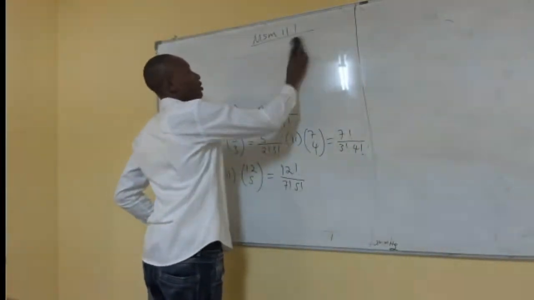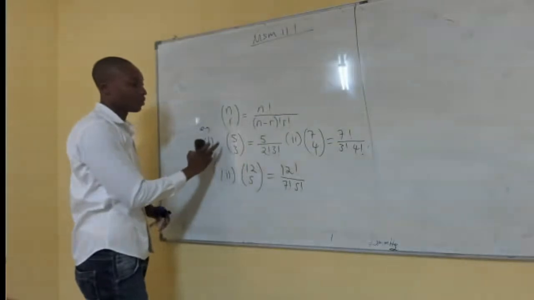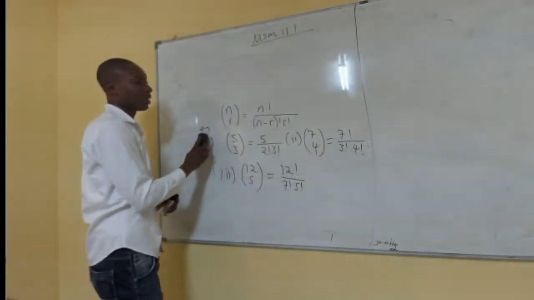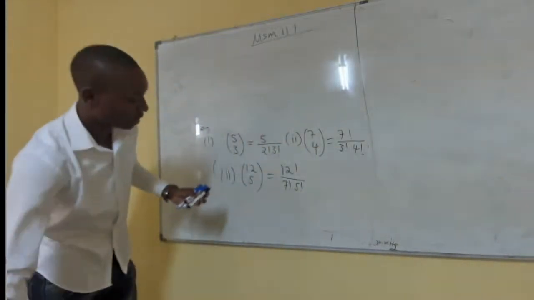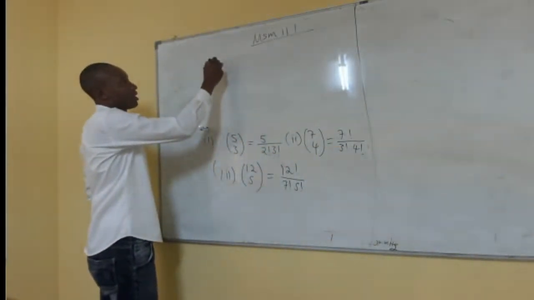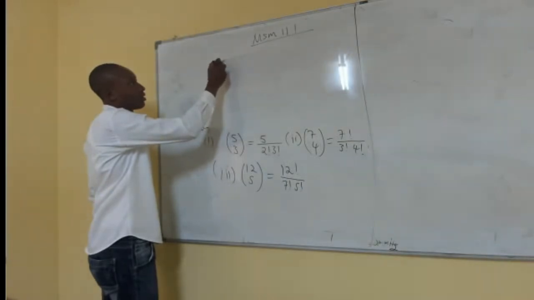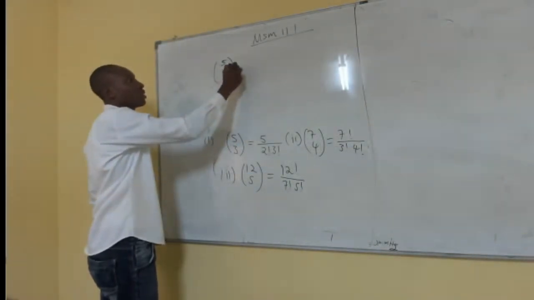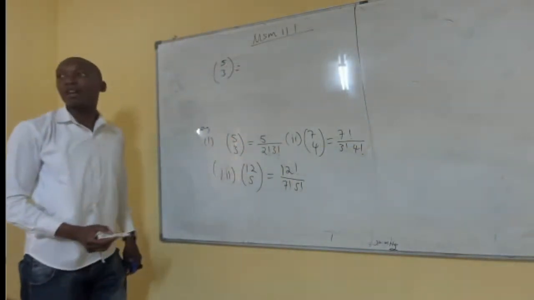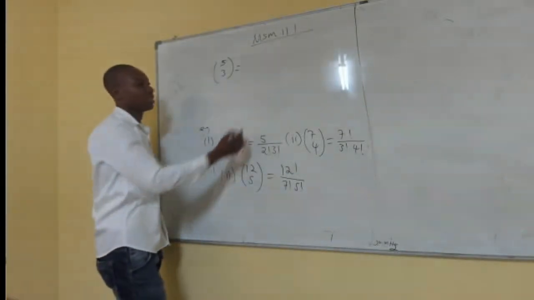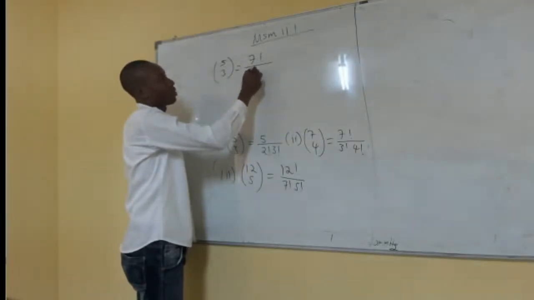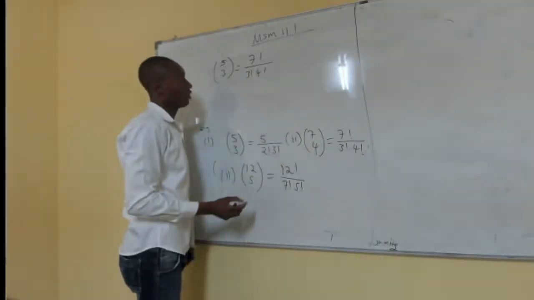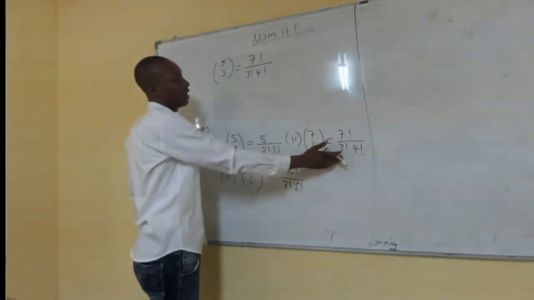Now, what if you are asked to find the exact value for 5 choose 3 and you don't have a calculator? How do you do that? So let's do this. We're talking about 5 choose 3. Basically, 5 choose 3, if you check, we say it is 7 factorial over 3 factorial 4 factorial. That's what we found here.